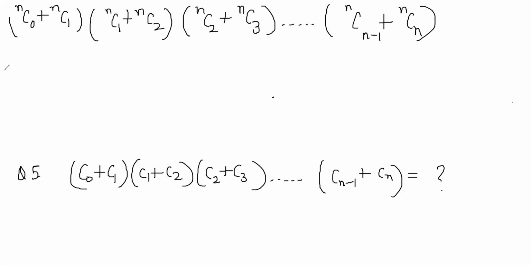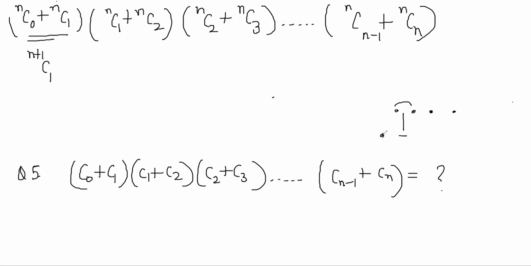Now, this identity we had seen. These are adjacent terms in one row of a Pascal triangle, right? Because n is the same on both. So the sum of these two terms is the bottom term. That becomes n plus 1 C1, right?